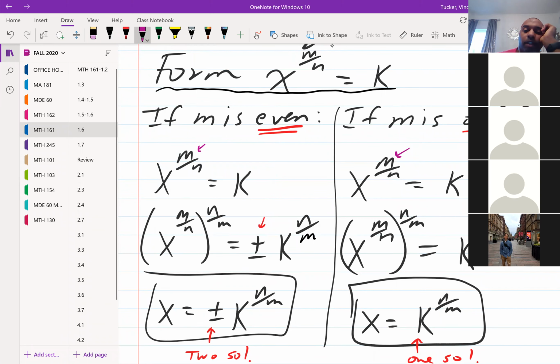All right. And then on the right side of that, if m is odd, we're still going to follow the same process of raising both sides to n over m, the reciprocal of the fraction. But you will only get one solution. You will only do plus or minus if the top number of your original exponent is even.